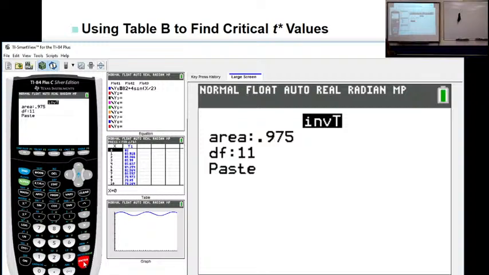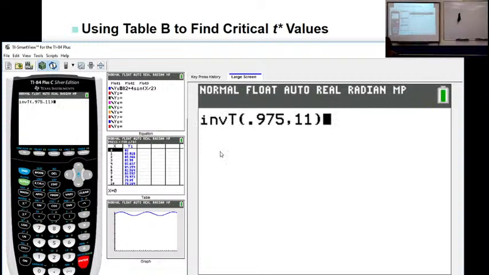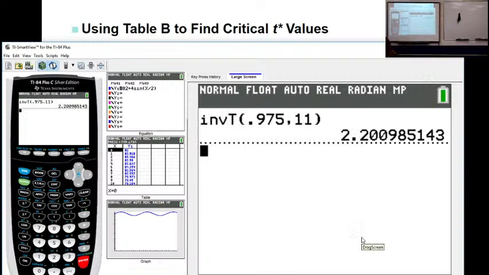If it just says inverse t and then gives an open parenthesis, then this is what your entry should look like: the area to the left, comma, degrees of freedom. And there's your t-score. Basically 2.2.